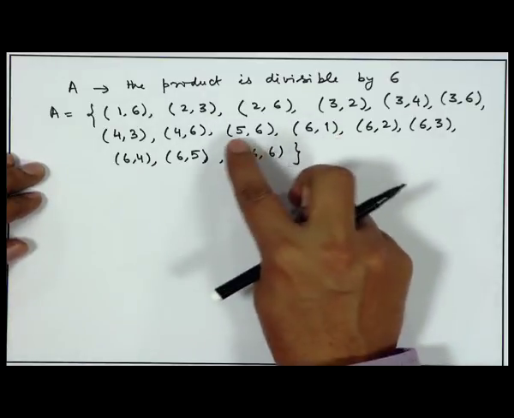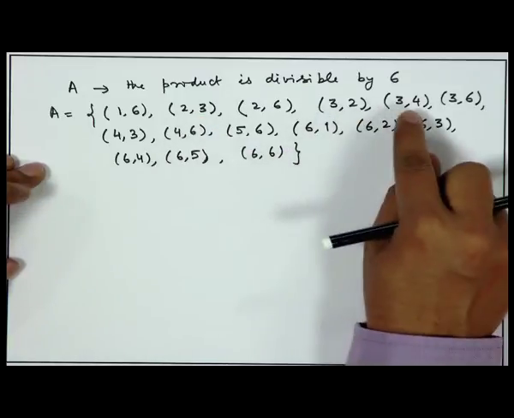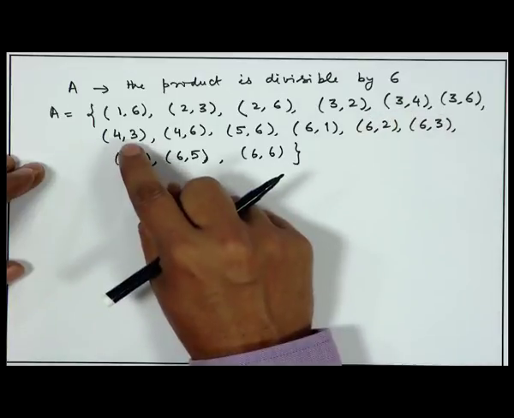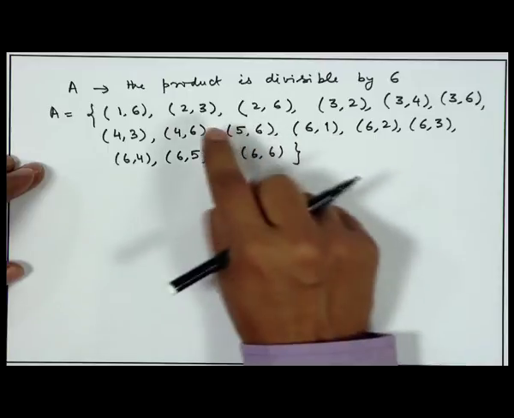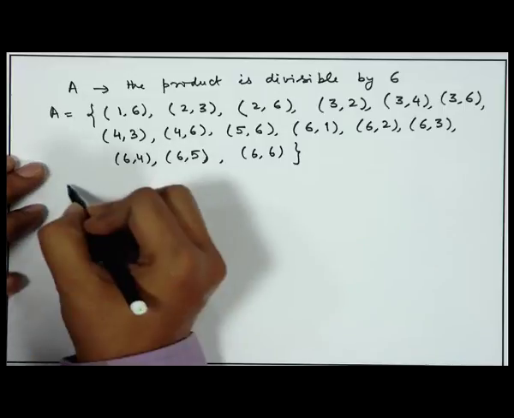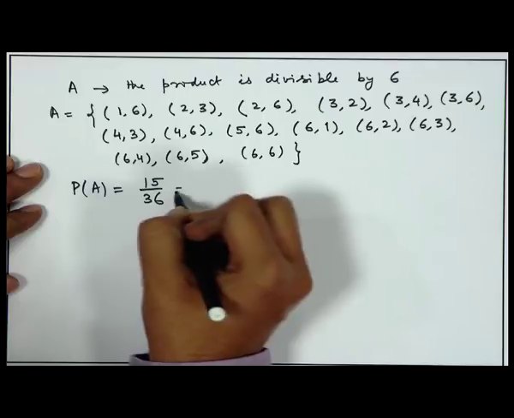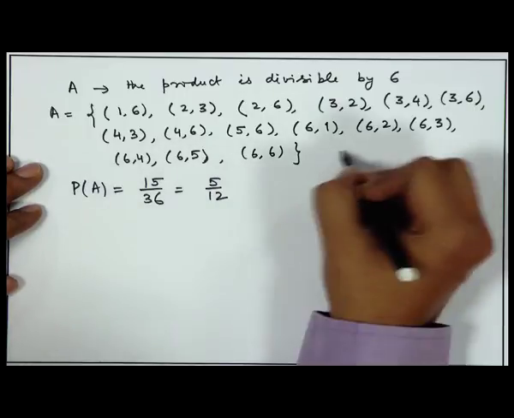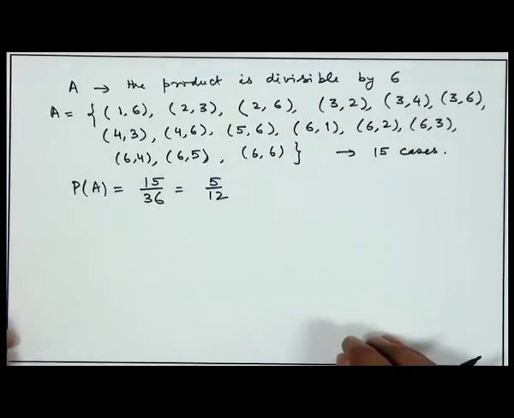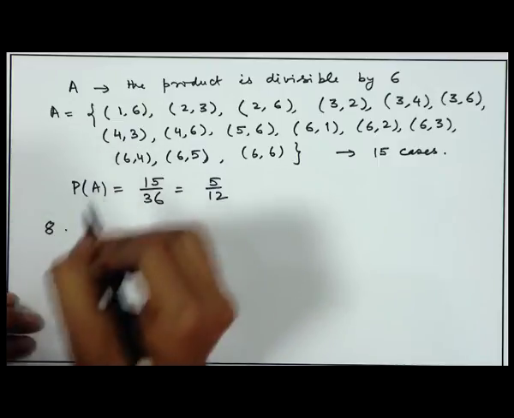So, 6 cases, 6 plus 6 12, and then you have 2 3, 3 2 and 3 4 and 4 3. So, 6 plus 6 12 plus 3. So, we have 15 cases. So, probability of A is equal to 15 by 36, that is equal to 5 by 12. Let me just ask another question in this problem.